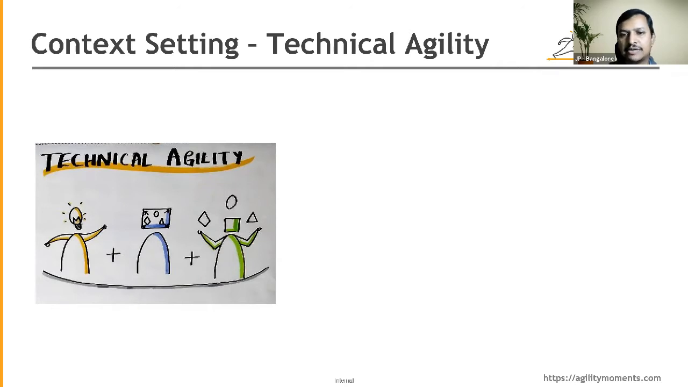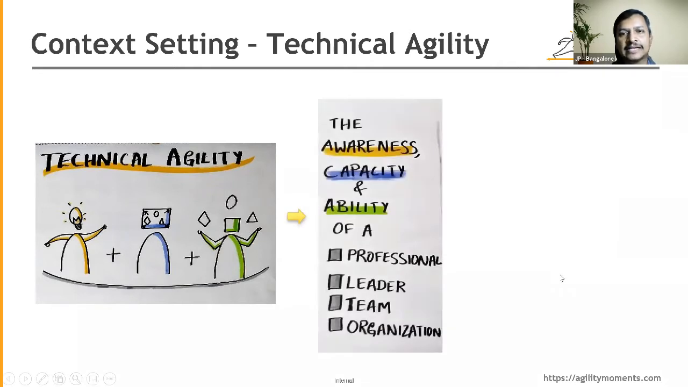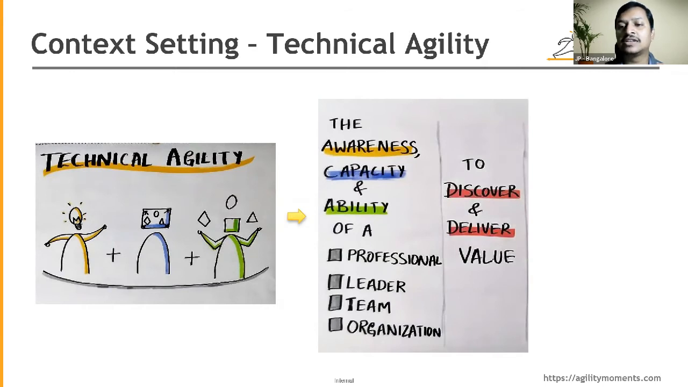Now let me introduce another definition that I attempted to make. It's the awareness, capacity, and ability of a professional, a leader, a team, or an organization. I think Vijay in the beginning called out that agility can be at any level. I'm talking about the awareness, capacity, and ability of a professional or a leader or a team or an organization, or a combination of them, to discover and deliver value faster. I missed writing the faster on the other day. I noticed that after I finished my chart. So that faster is the key. Before we deliver value, we also need to discover. And we need agility in both discovering and delivering.